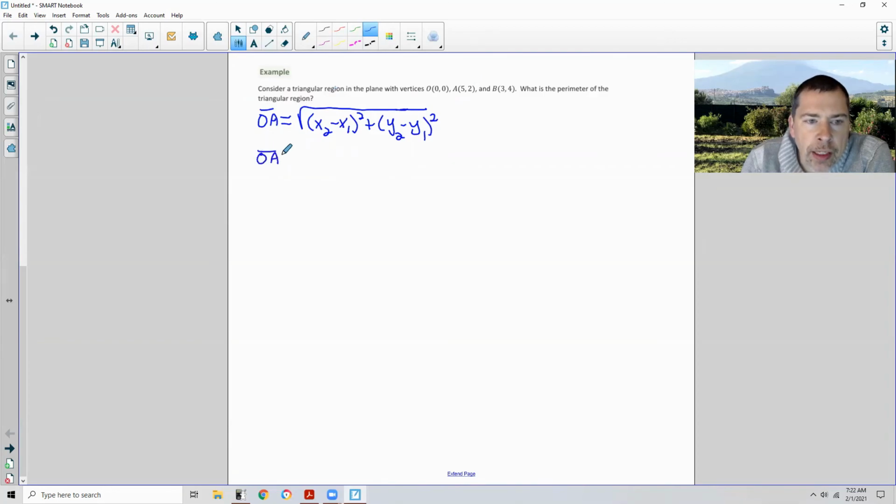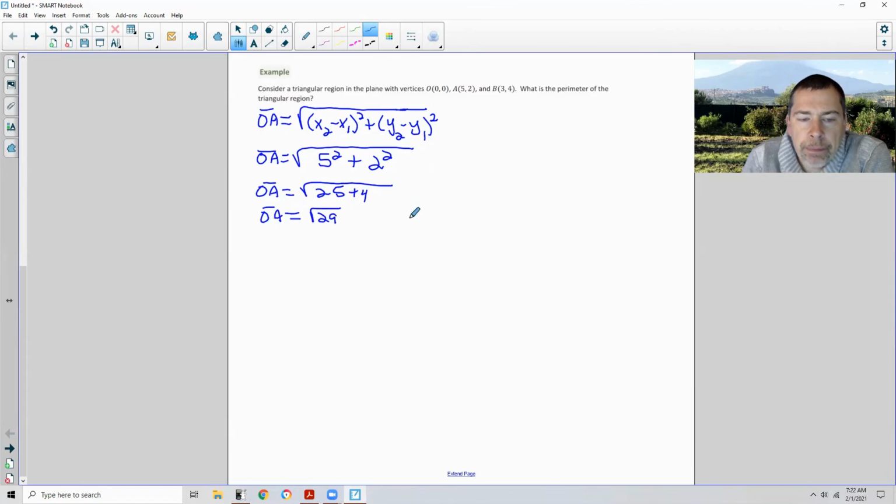So OA is going to equal the square root of x2, which is 5, minus 0, which is 5 squared, plus 2 minus 0 squared, which is 2. 2 minus 0 is 2. So the length of OA is going to equal the square root of 25 plus 4. So OA equals the square root of 29. Okay, so that's the length of one side.